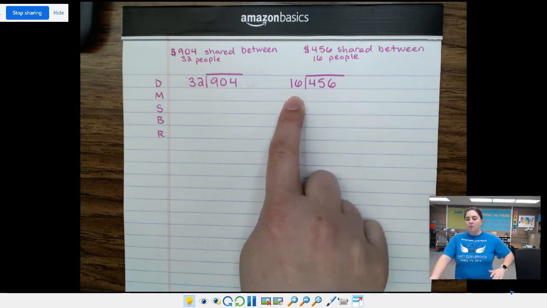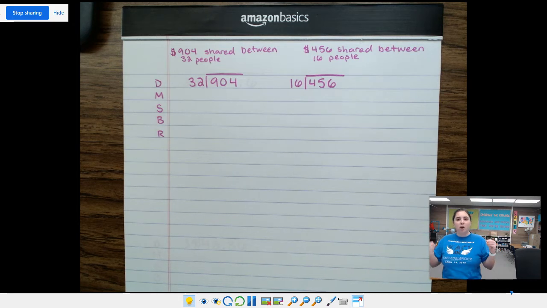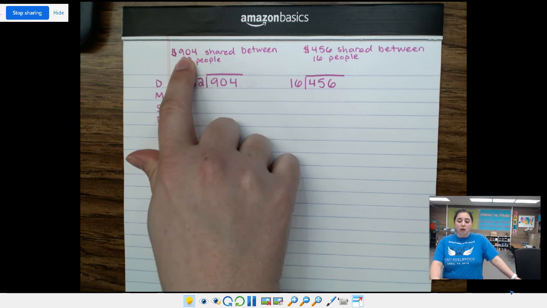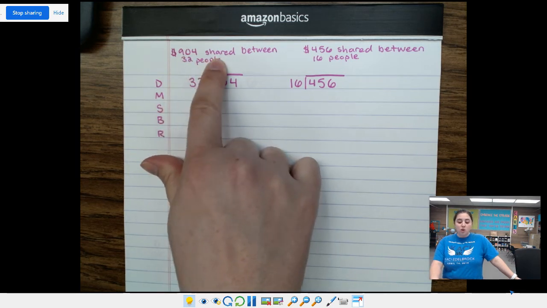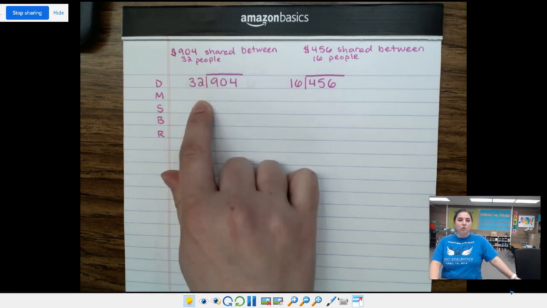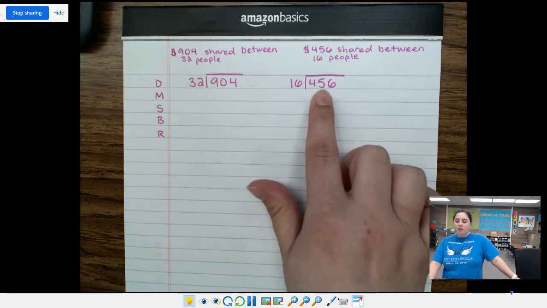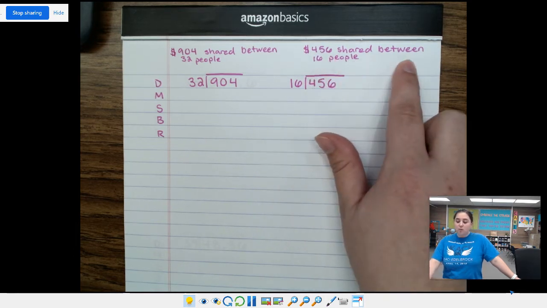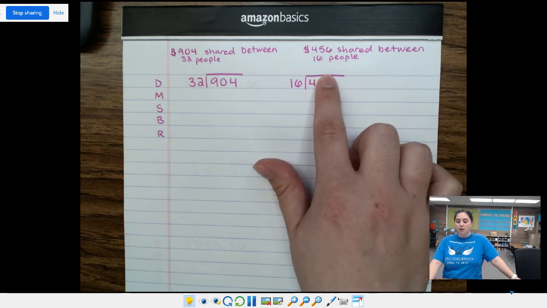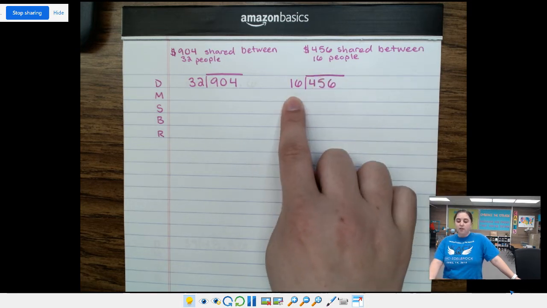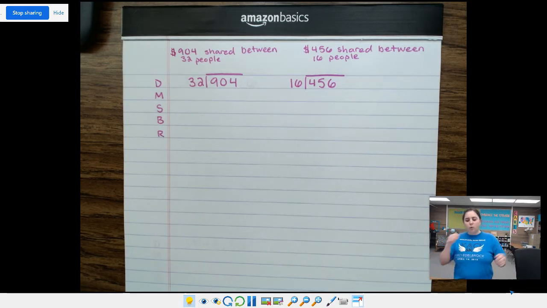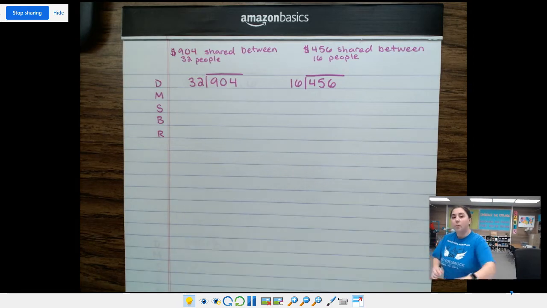I think this will make more sense if we think about this in a context. For the first problem, let's pretend this is $904 that needs to be shared between 32 people. So everyone needs to get the same amount of money. This problem, let's think of as $456 that needs to be shared between 16 people. So it's less money, but less people also to share with. So how do we know which group would get more money?